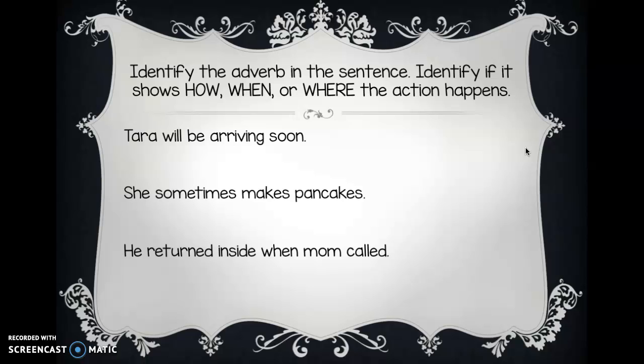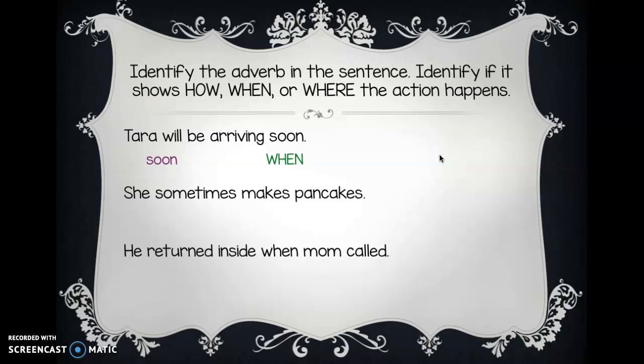Tara will be arriving soon. Do you see a word that describes how, when, or where Tara will be arriving? That's right, soon. She will be arriving soon, which answers when she will be arriving. See how that word describes that verb arriving? It doesn't describe Tara or anything else in the sentence. You want to make sure the adverb is always describing the verb and only the verb. How about the next one?